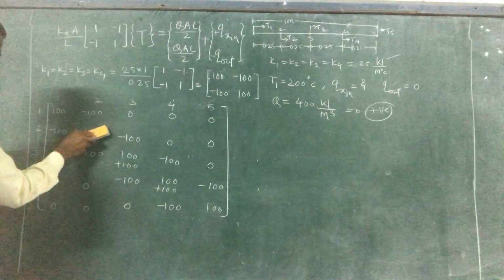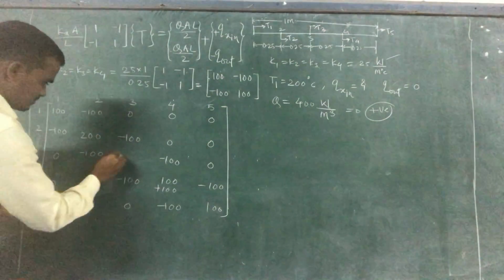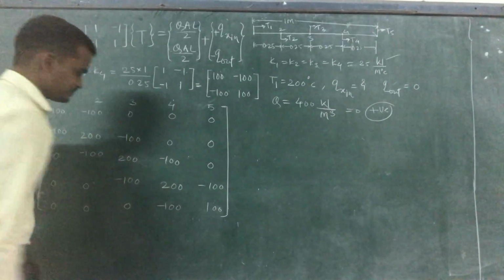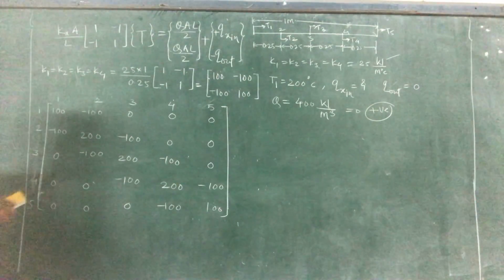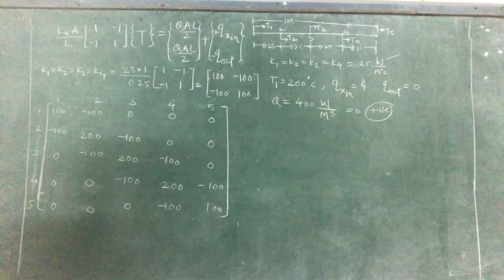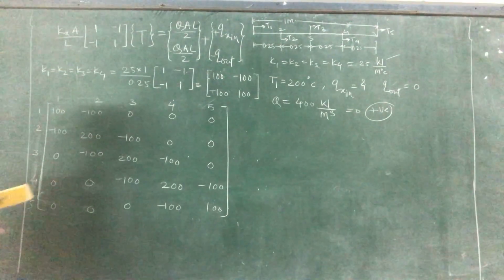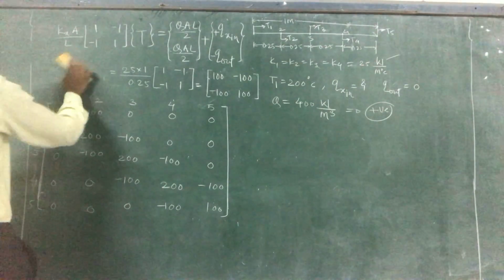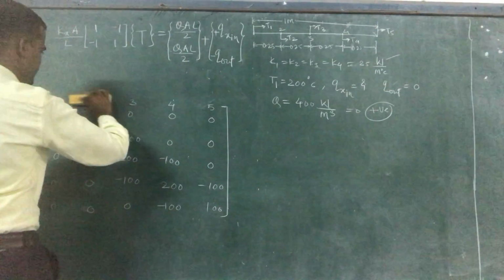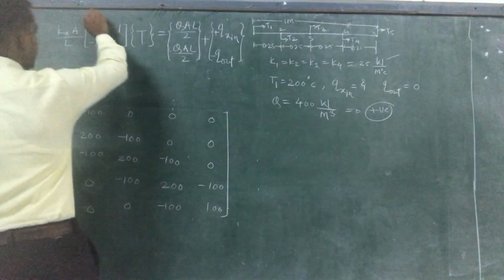Okay, so if we add this, it will become 200. This will become equal to 200. Okay, so in this way you will get this global stiffness matrix of order 5 by 5. Now next is what? Here we determine our global stiffness matrix of order 5 by 5. Now next is what? It is completed.